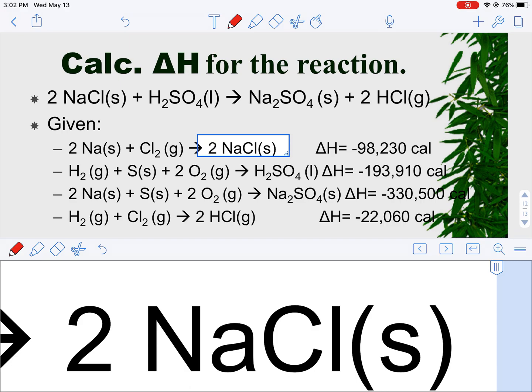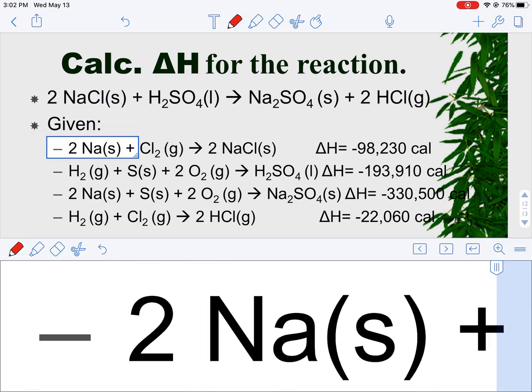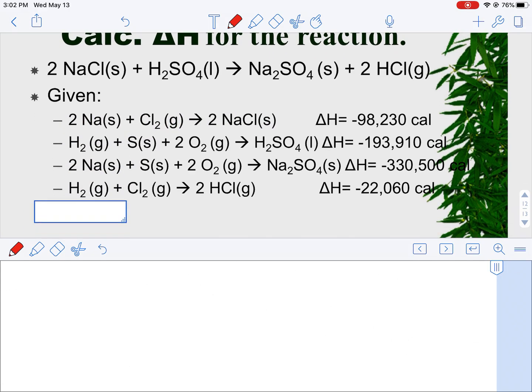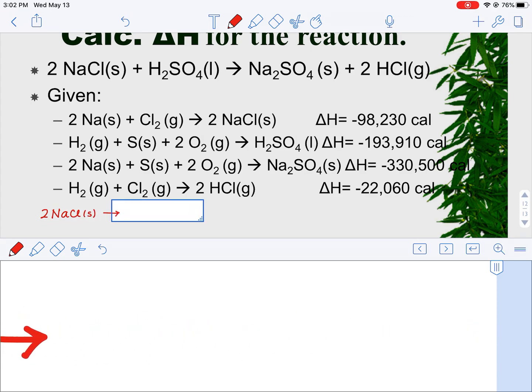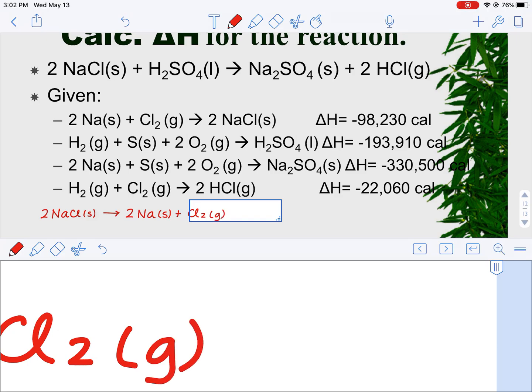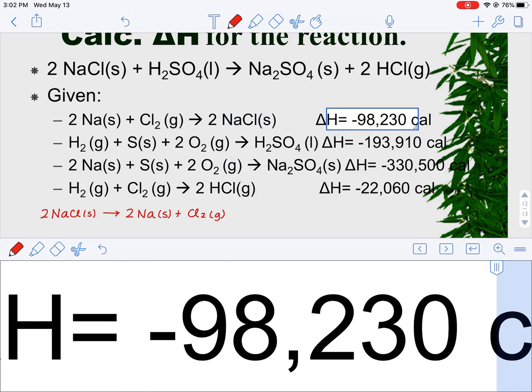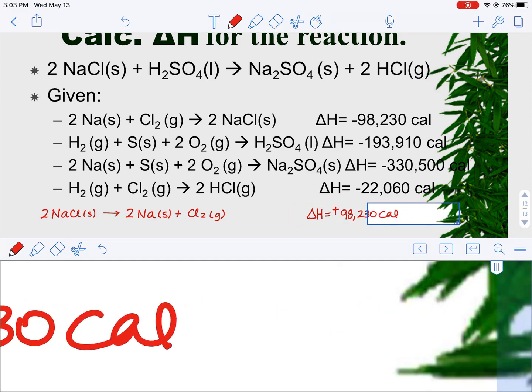So I'm now going to rewrite this. Notice the 2 moles of sodium chloride are produced in the mechanism. I need 2 moles of sodium chloride in the overall, so the only manipulation is to reverse this. Let's do that. 2 solid sodium chlorides will now decompose into 2 moles of solid sodium and 1 mole of chlorine gas. Well, if the original reaction released 98,230 calories, if I'm now reversing the reaction, instead of the heat being released, the heat's now going to need to be absorbed. So the delta H for this reaction is now going to be a positive 98,230 calories.